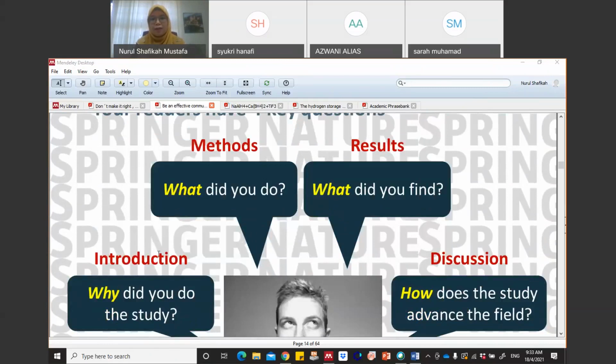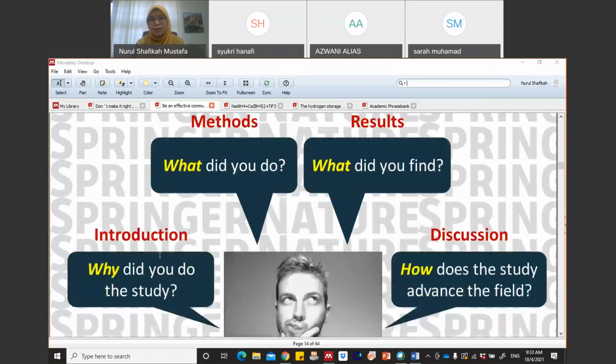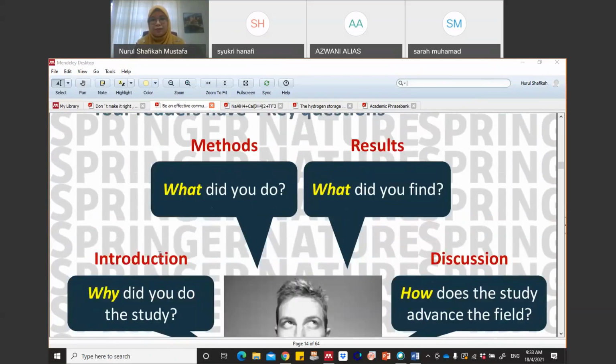The first important part is the introduction part. Why did you do the study? And then method, what method that you use? Result, what result did you find, that is the novelty of your research, or what is the difference of your finding daripada orang lain? What is the difference of your finding that the result can be published? And discussion, how does the study advance the field?